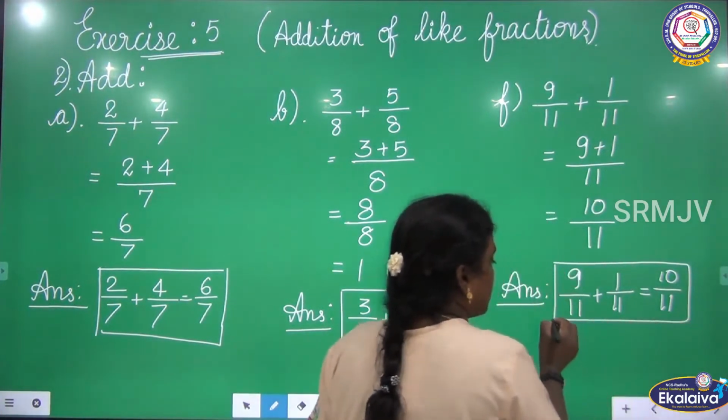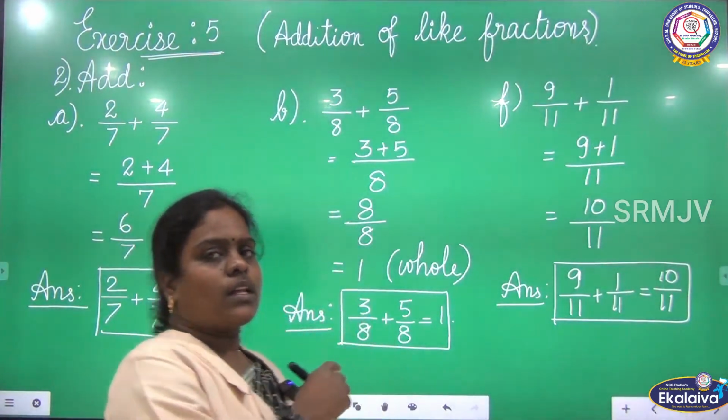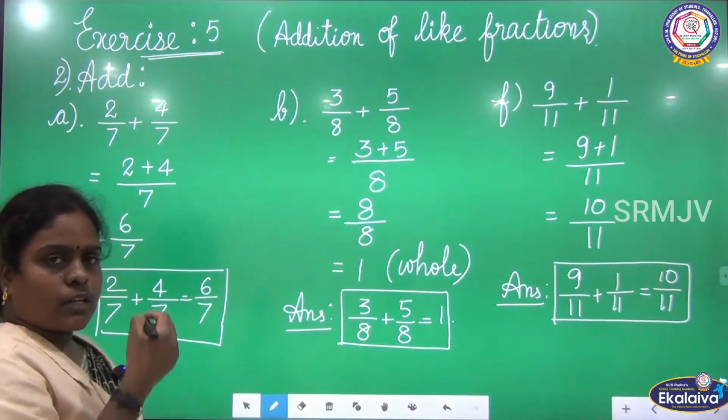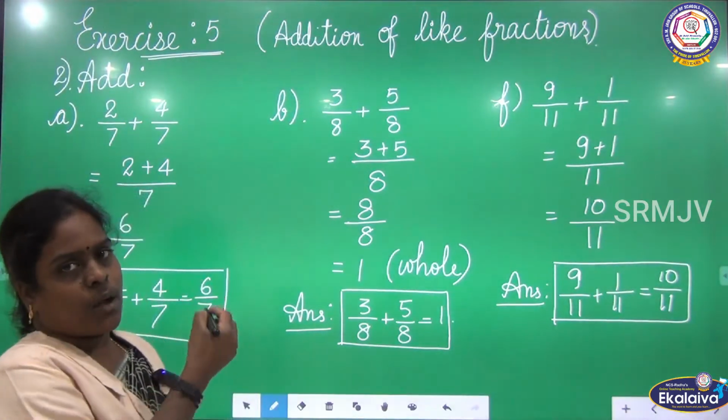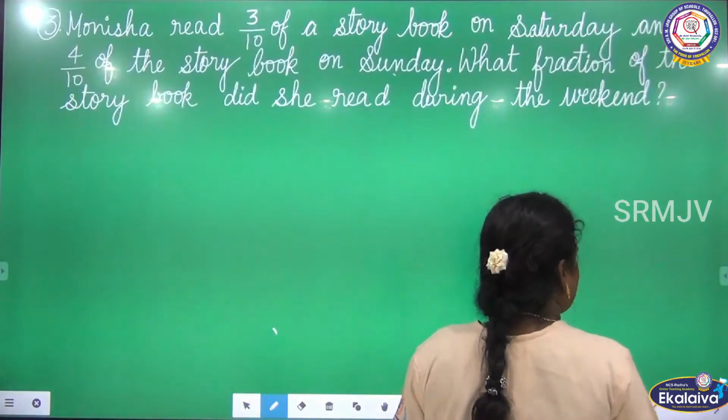So remember, before adding the numerators, you just check whether the denominators are same, so that you can add the numerators and the denominator remains the same. Now we'll move to the next question.